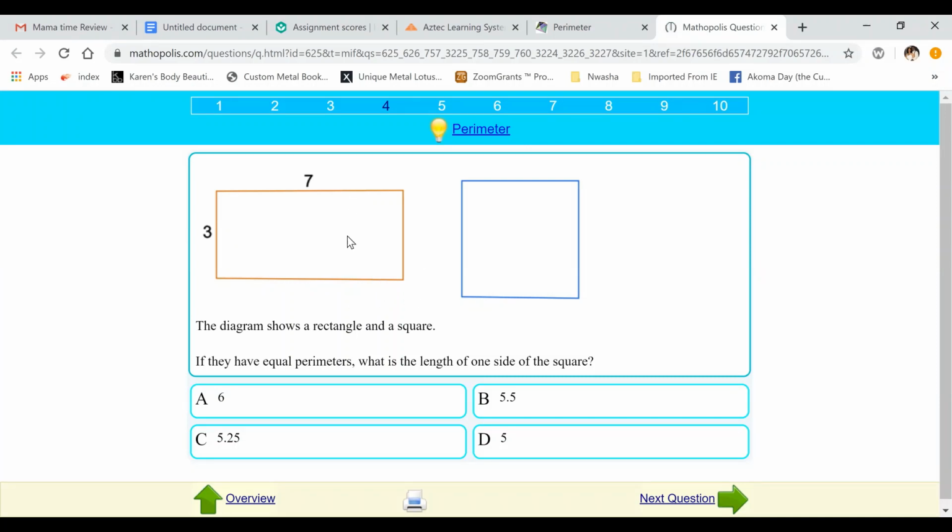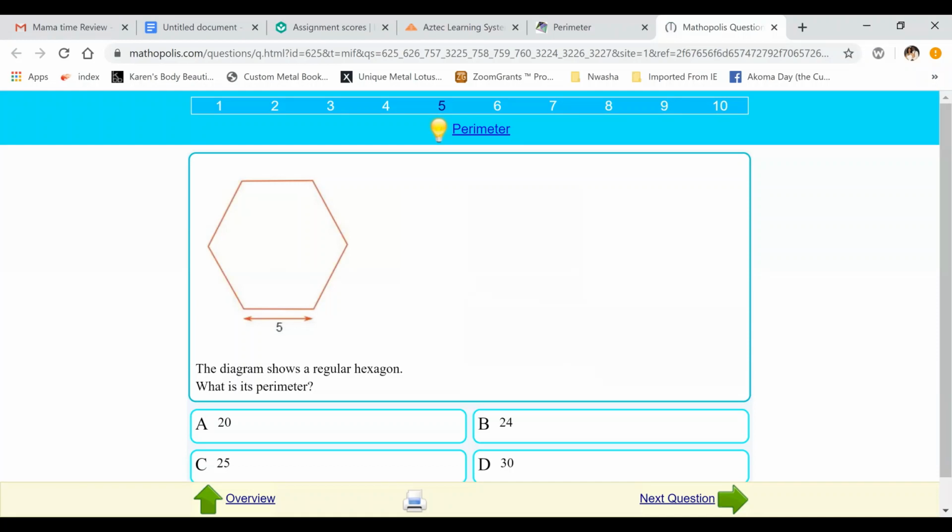Now when you have the total, you have to apply the rule of a square, which means divide that total by 4. So if you have any questions, don't forget to write down your questions.